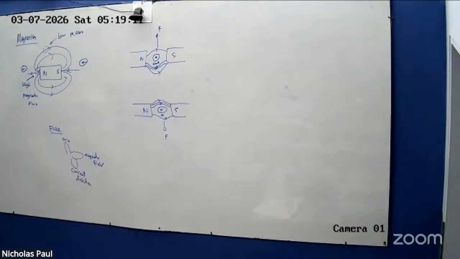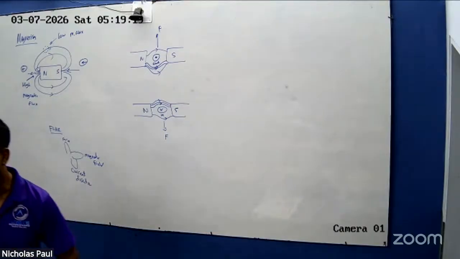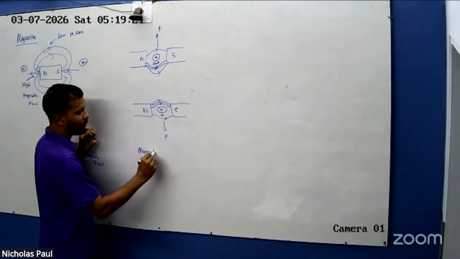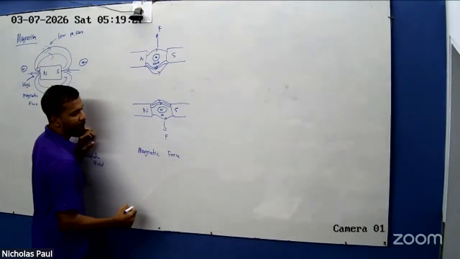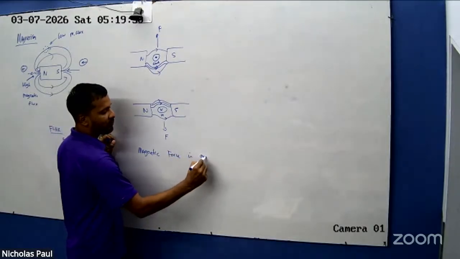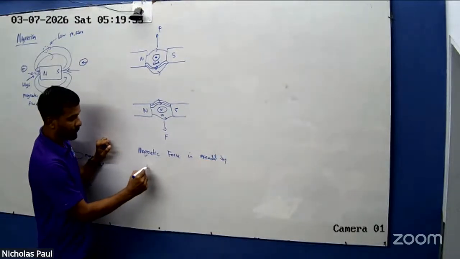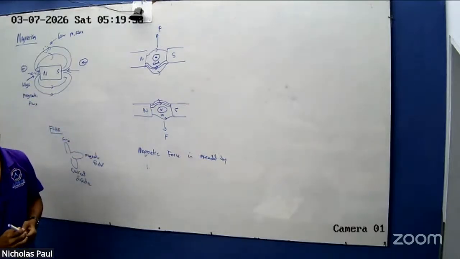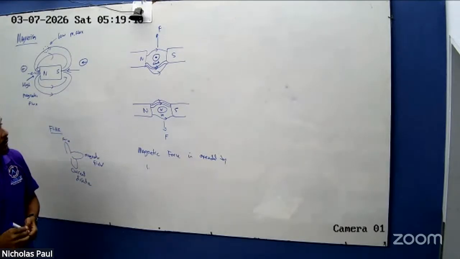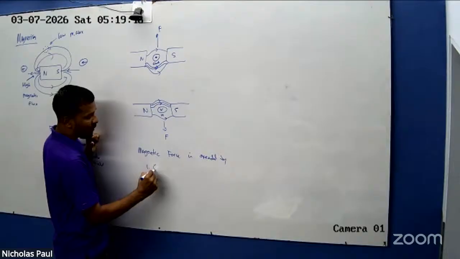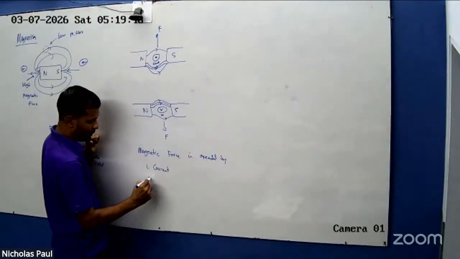So, what are the things that are affecting the force there? The magnetic force is affected by what? By the length of the wire. The current. Okay, by the current in it. And the length of the wire.